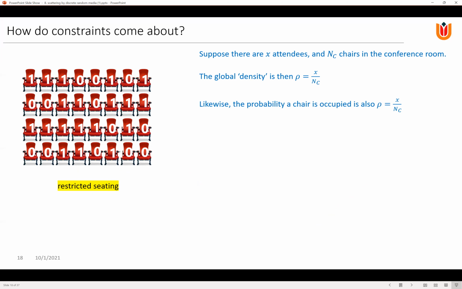So the start is more or less the same. We have still X people that we want to fit in the room. We have still n sub C chairs that we can use, and the density, even if it is completely filled, will be rho. We calculate it like this. It also means that the probability that a single chair will be filled is given by X over N.